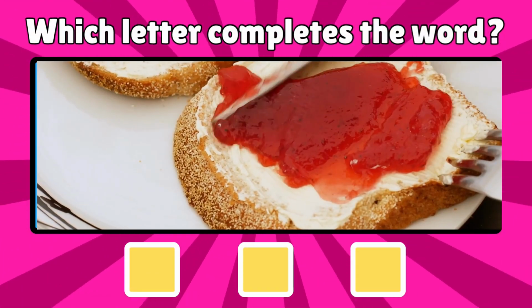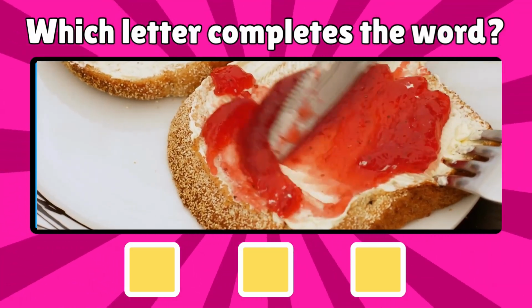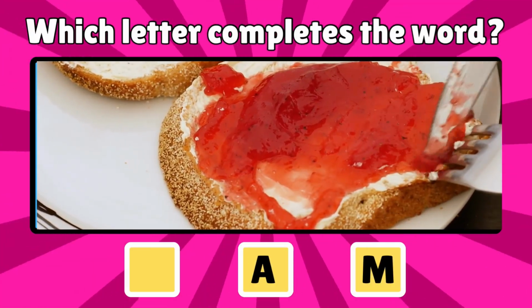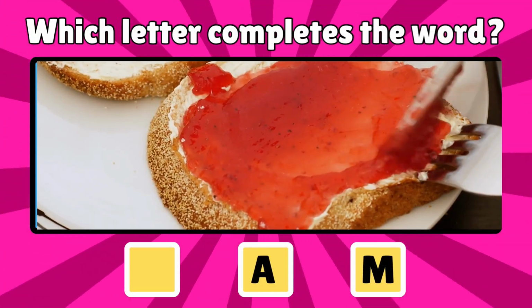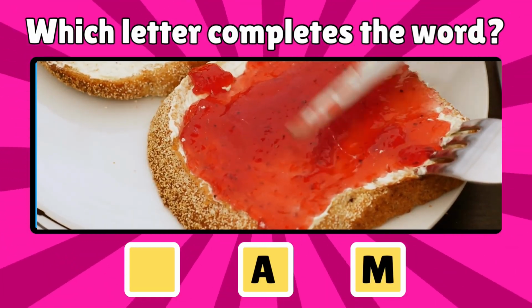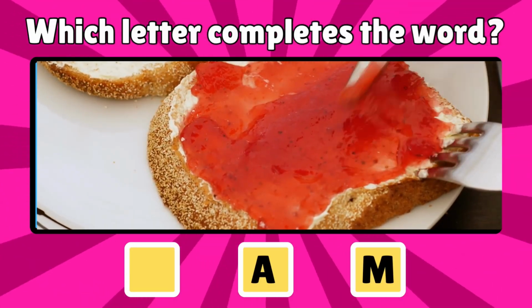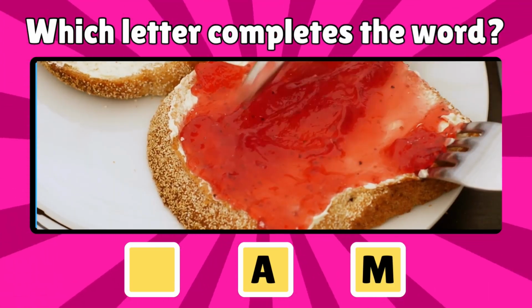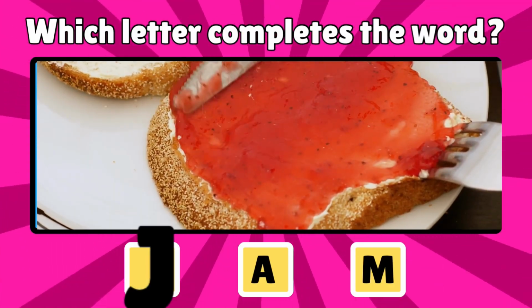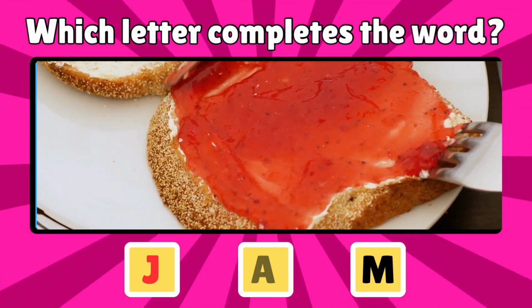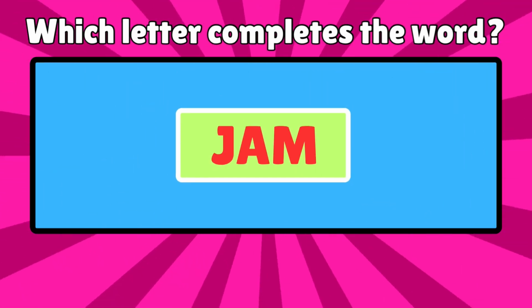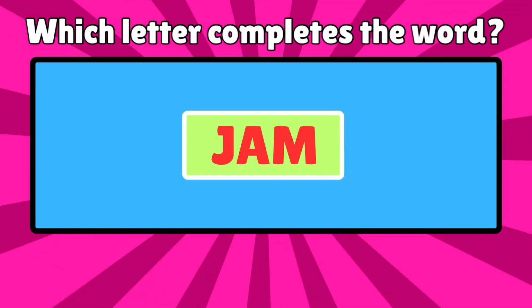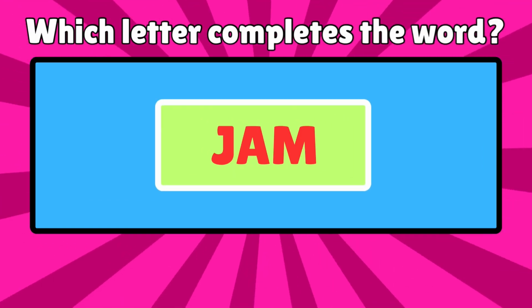Look at the picture. It is jam. First letter is missing. A, M. Which letter completes the word? It is J, J, A, M. Jam. Can you say it again? J is for jam. Jam.